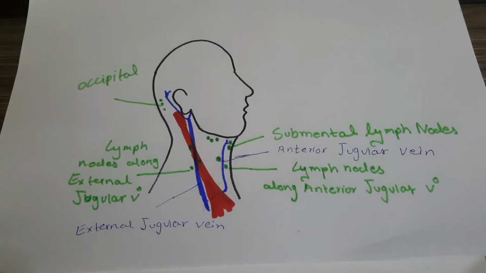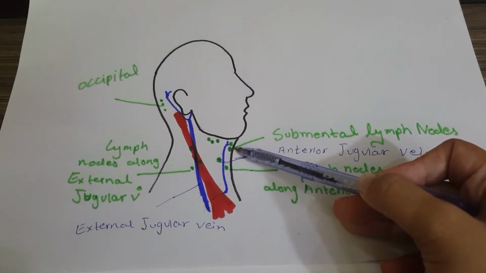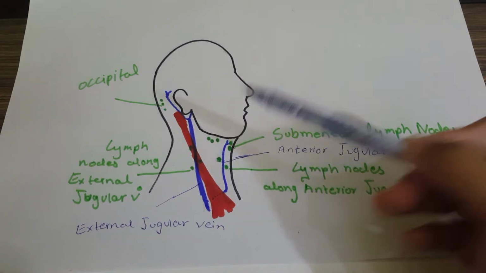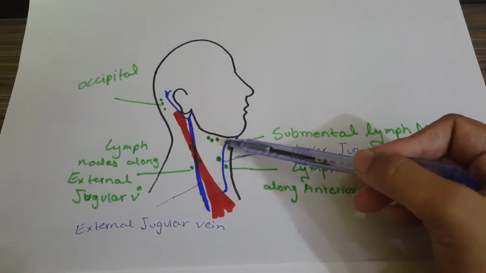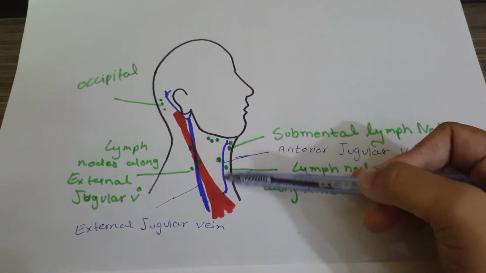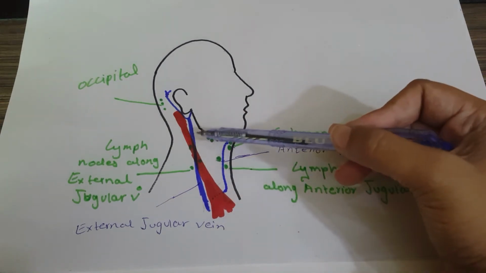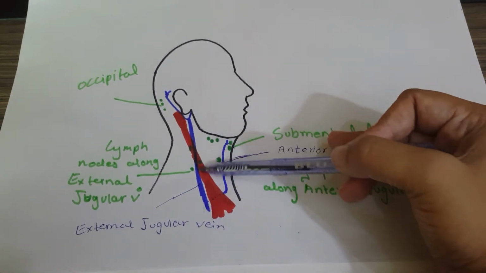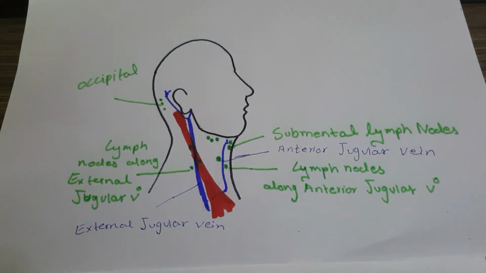Superficial fascia also contains some lymph nodes such as the submental lymph node, which we will discuss in the submental triangle. It also contains some lymph nodes that are present along the anterior jugular vein. Some lymph nodes are also present along the external jugular vein and along the sternocleidomastoid muscle. So we can say that the superficial fascia present anteriorly also contains some lymph nodes.